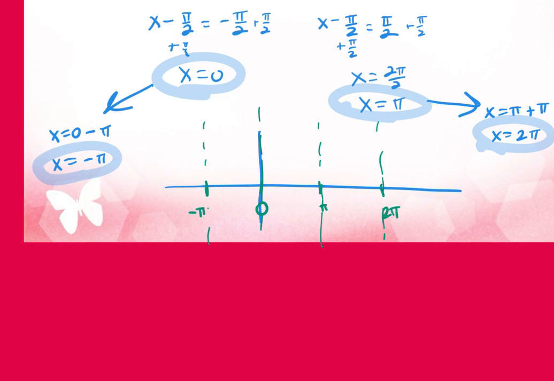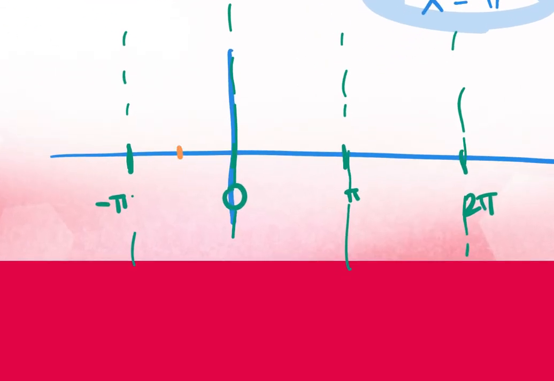With me so far? Okay, now I've got to find the point halfway between them. So what's halfway between negative pi and 0? Negative pi over 2. What's halfway between 0 and pi? Pi over 2. What's halfway between pi and 2 pi? That's like 1 and 2. What's halfway between 1 and 2? 1.5, or 3 pi over 2. Good.